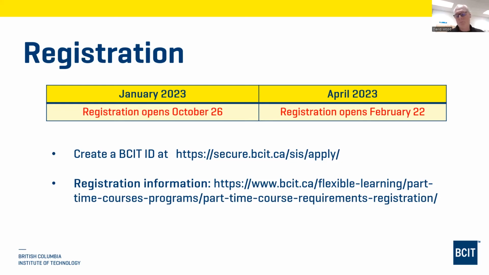The term after April doesn't start till September, so there's a bit of a gap. In July and August, we really don't offer anything for the online courses. We usually offer one lab course every summer, but that's more of an advanced course, something you would do towards the end of your studies. It's not offered in the associate certificate program.